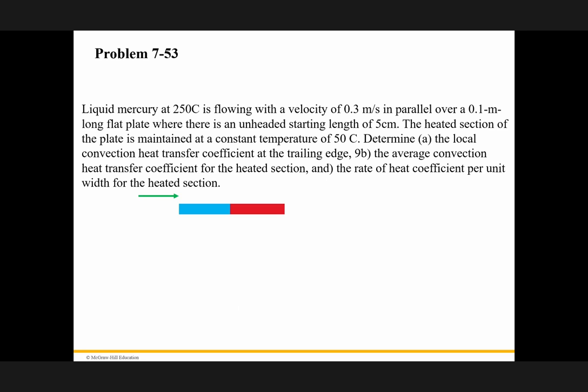The first thing we have to look at here, we have to calculate again the Reynolds number to see if it's laminar or turbulent. And in order to calculate the Reynolds number, we have to find out at what temperature we have to calculate the physical property. Then we go to the table. Here is liquid mercury. There's a table at the end that gives you all the information about the properties of liquid mercury.